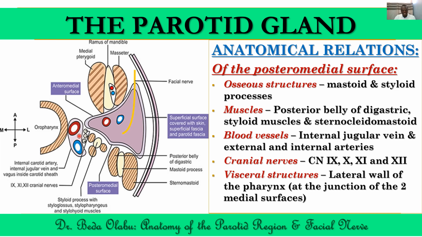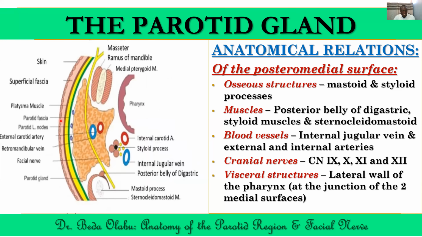There are also some visceral structures which could still be related to the parotid gland, especially when the deep part of the parotid gland extends much deeper. It will be almost abutting the lateral pharyngeal wall. This will be in particular at the junction between the anteromedial wall and the posteromedial wall. At that junction, that region may be related to the lateral pharyngeal wall. And so remember, that's basically part of the deep part of the parotid gland.